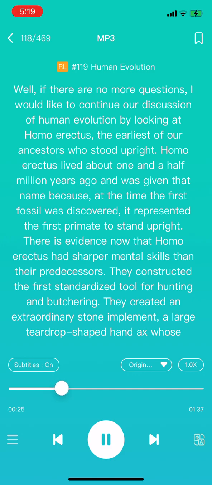There is evidence now that Homo erectus had sharper mental skills than their predecessors. They constructed the first standardized tool for hunting and butchering. They created an extraordinary stone implement, a large teardrop-shaped hand axe, whose design and symmetry reveal a keen sense of aesthetics. This detailing, along with the axe's utilitarian value, strongly suggests that Homo erectus had the ability to conceive of and execute a design to specification.